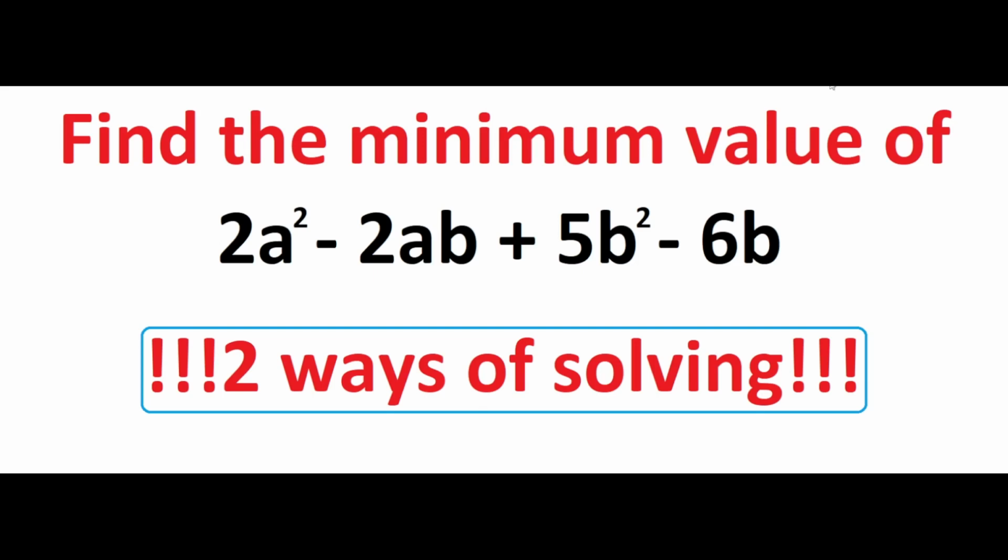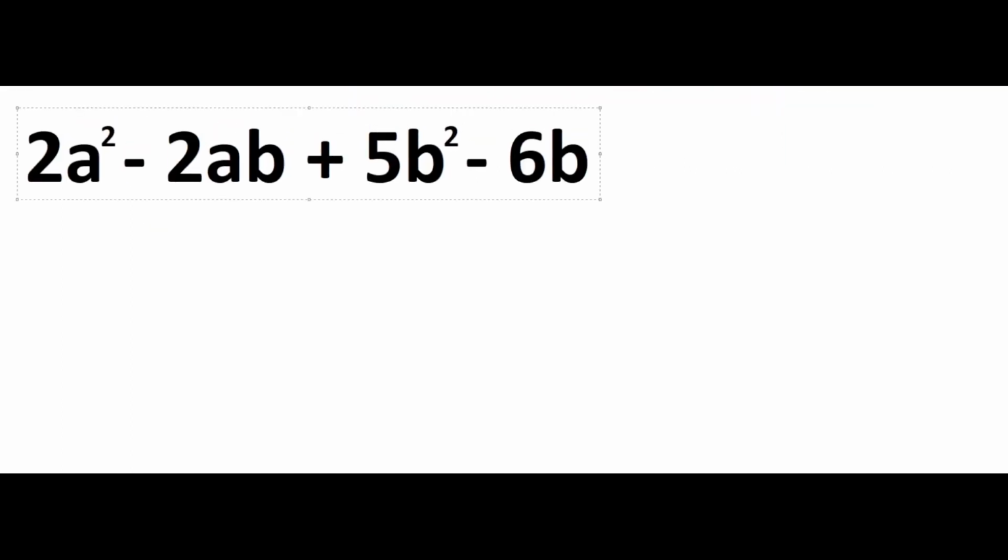So let's get started. We have to find out the minimum value of this expression. In order to do that, the first way. Let me introduce the first way. Let me write down the first way. The first way is to say that this expression is equal to x, some x, any letter we can write down, and we have to multiply by 2 both sides.